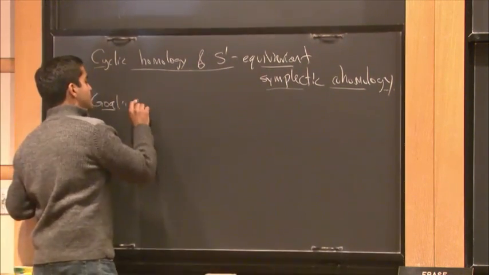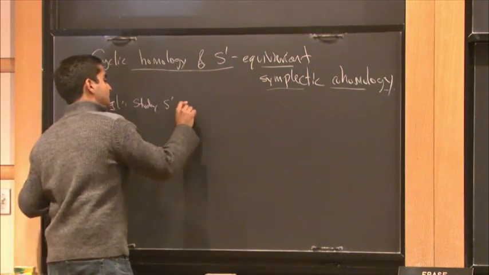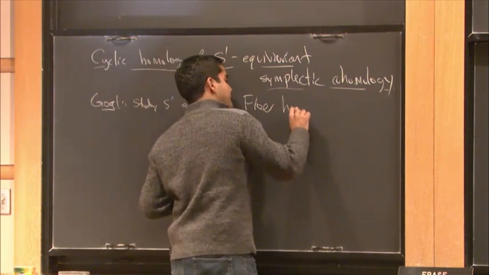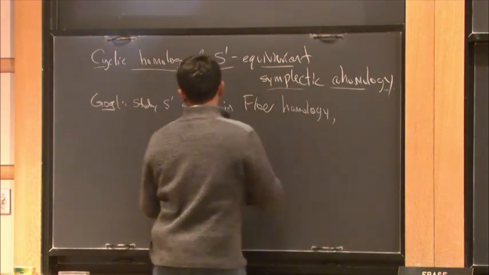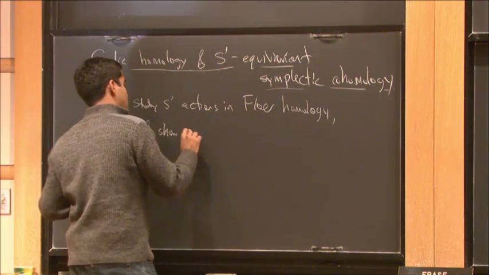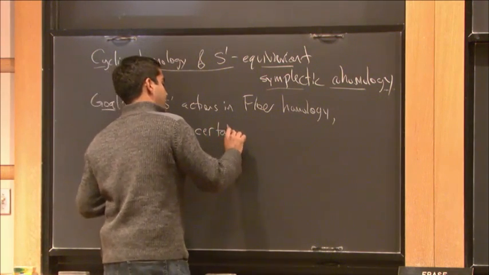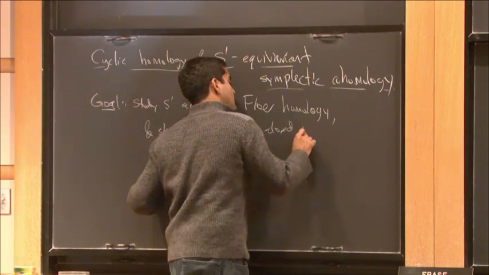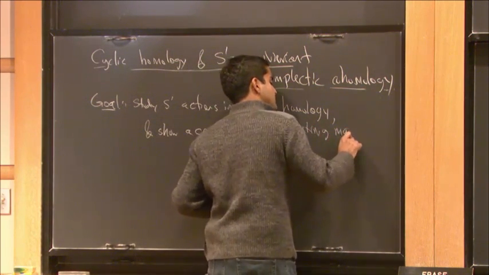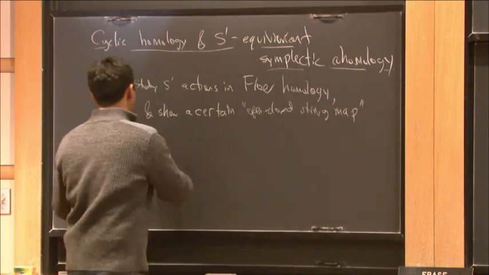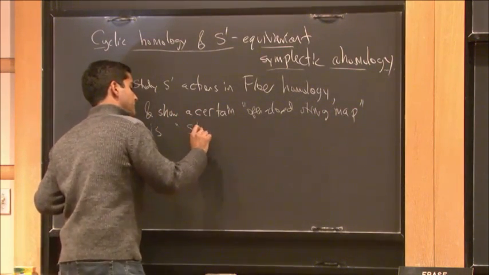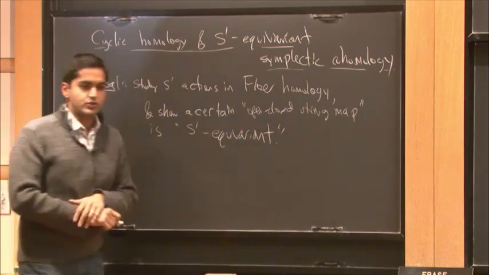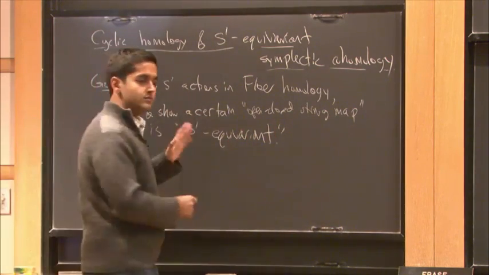So to study S1 actions in Floer homology and show a certain open-closed string map, which I'll put in quotes because I haven't said what such a thing is, is S1 equivariant in a suitable sense, which will imply some sort of relationship between these theories.